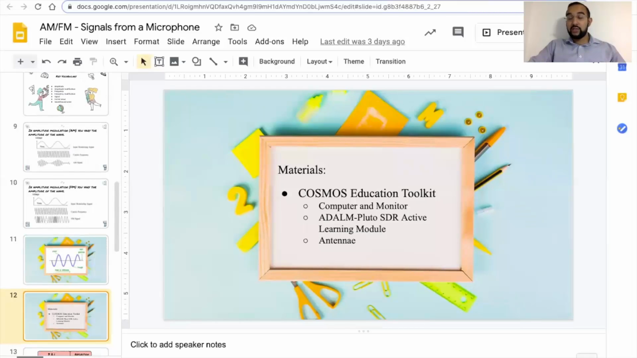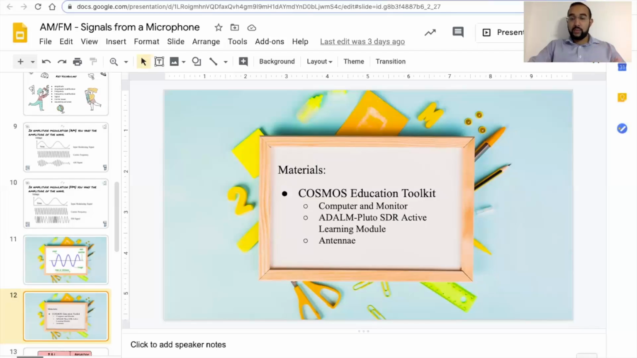The materials you need to conduct this lab. Obviously you need the COSMOS Educational Toolkit. You need a computer monitor. You need the Pluto SDR, and you need the antenna. So you go on to the COSMOS Toolkit, you click on the icon, and you start the experiment from there.